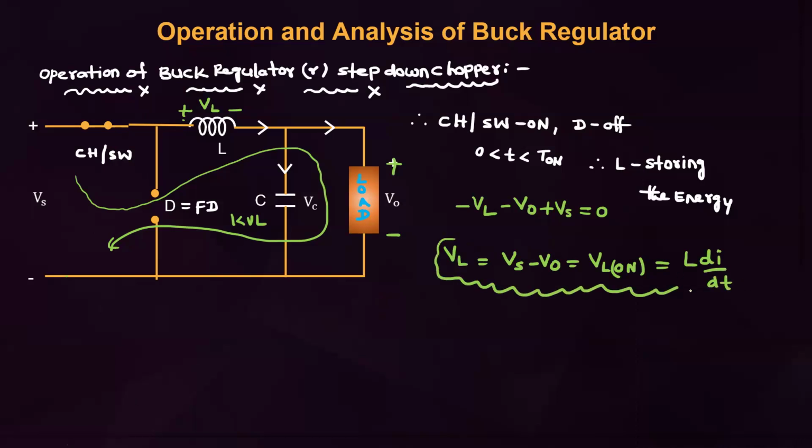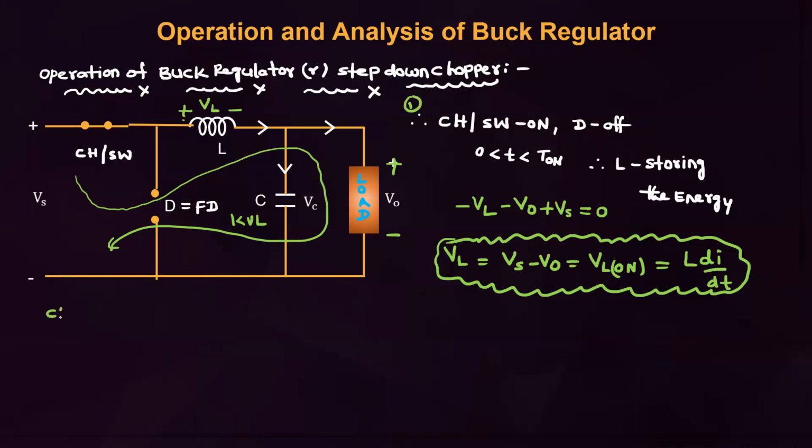Directly this formula is also asked in the computer exam. If the chopper is on, what is the voltage across the inductor? VL equal to Vs minus V0. But I told already, one operation is nothing but one on and one off. Okay, chopper is on. This is the next. Chopper is off. This is the first step.